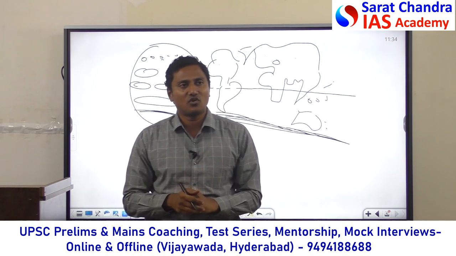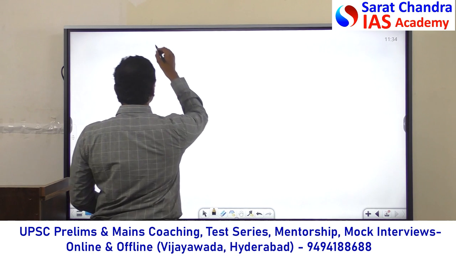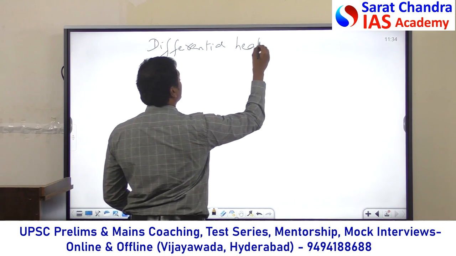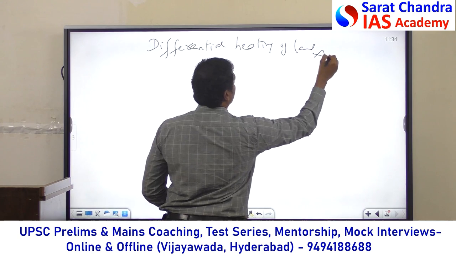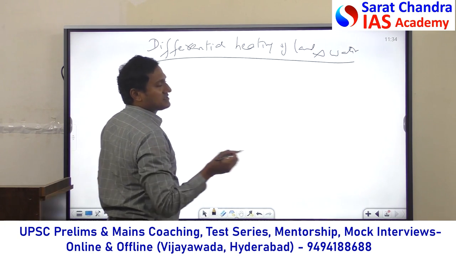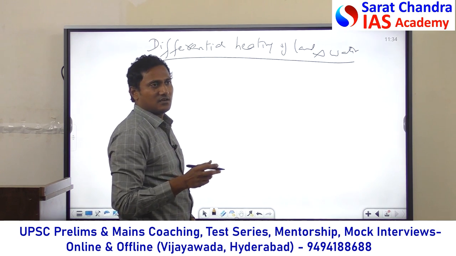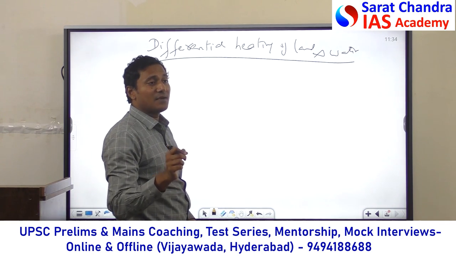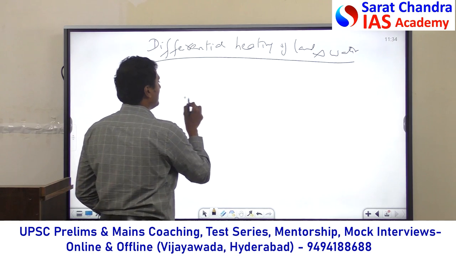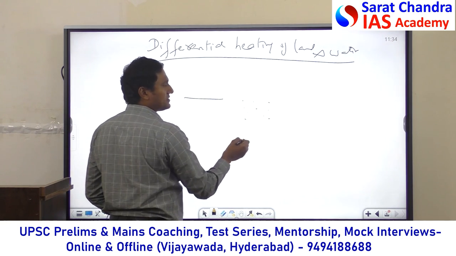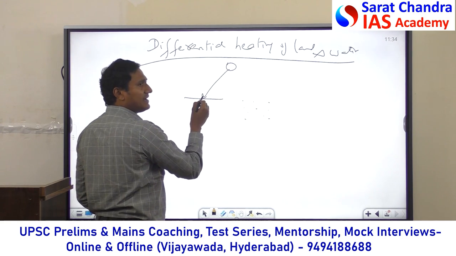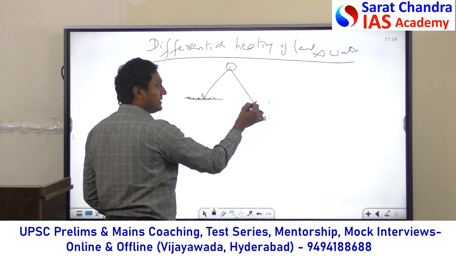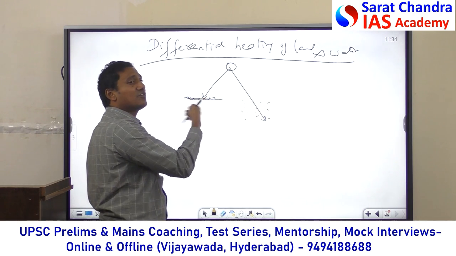This concept is called differential heating of land and water. And friends, I told you in one of the previous classes, there are a few reasons for this. Why do land and water not get heated or cooled at the same pace? One reason I told you: water has depth. If sun rays fall on the land, all the heat energy stays on the land only. But if sun rays fall on the water, it penetrates. So the energy has to be distributed throughout the water. That's why land becomes hot quickly.